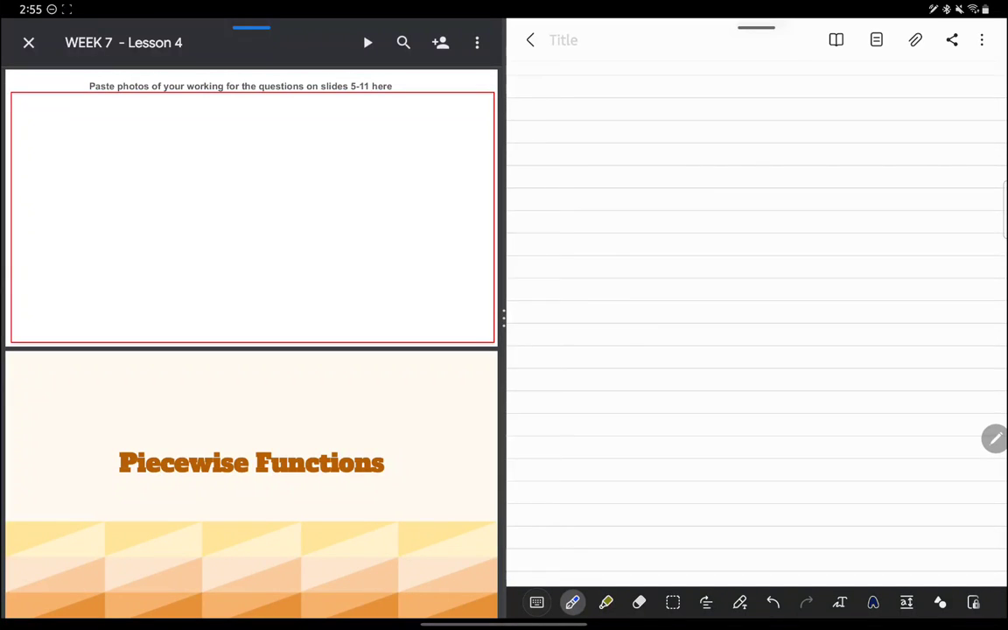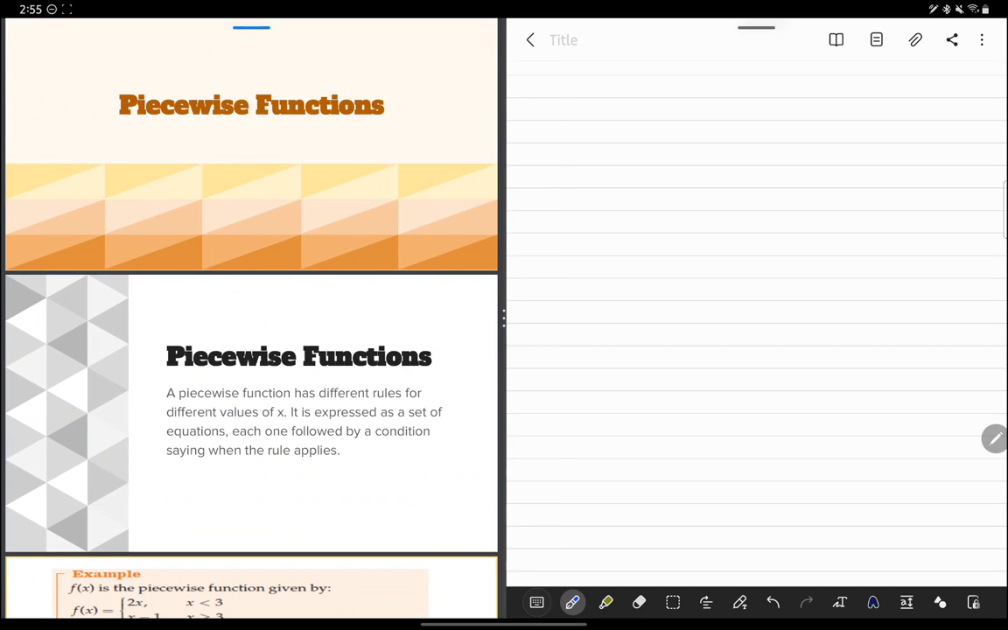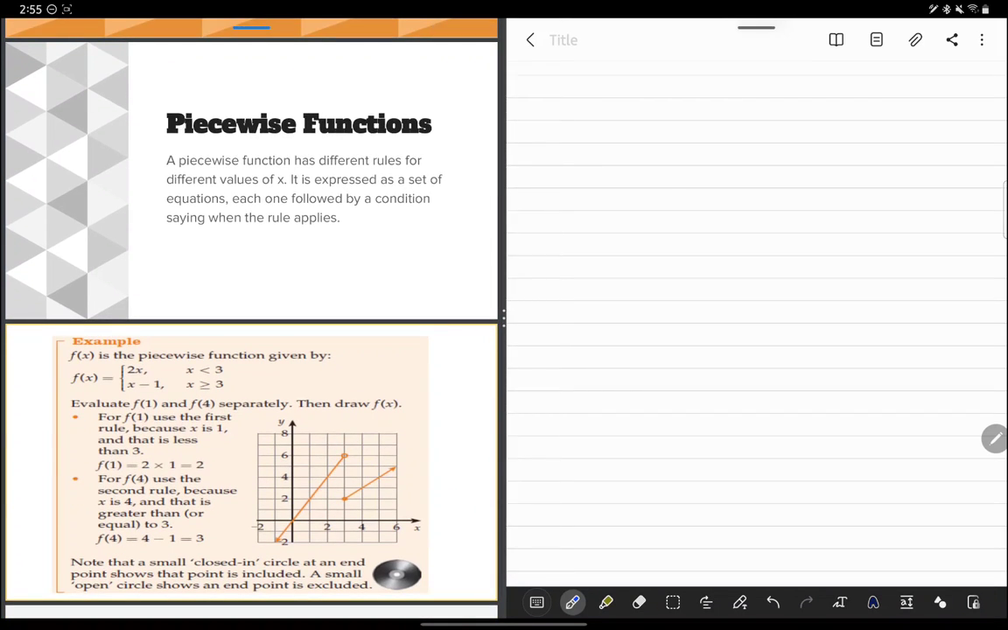Okay, so let's get started with this piecewise function. This is week 7, lesson 4, as you can see on the left. In piecewise functions, I'm just going to run through this entire slide and talk about it. If there's any points that you want re-explained or elaborated upon a bit further, let me know through an email. Otherwise, I'm just going to go through these slides and talk about what these might mean.